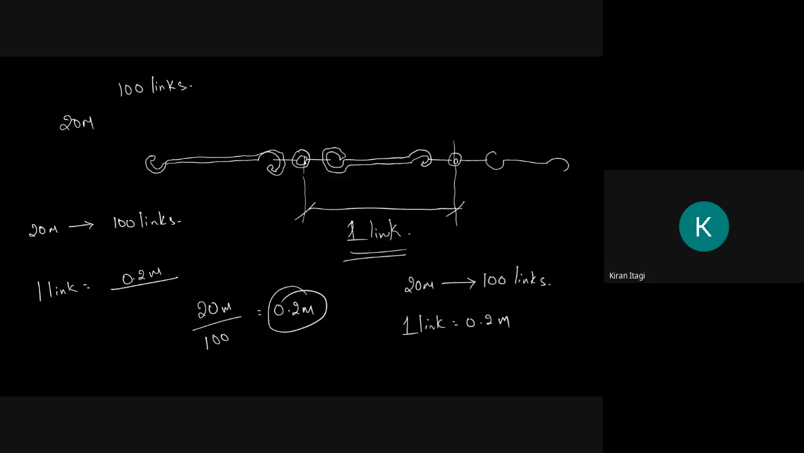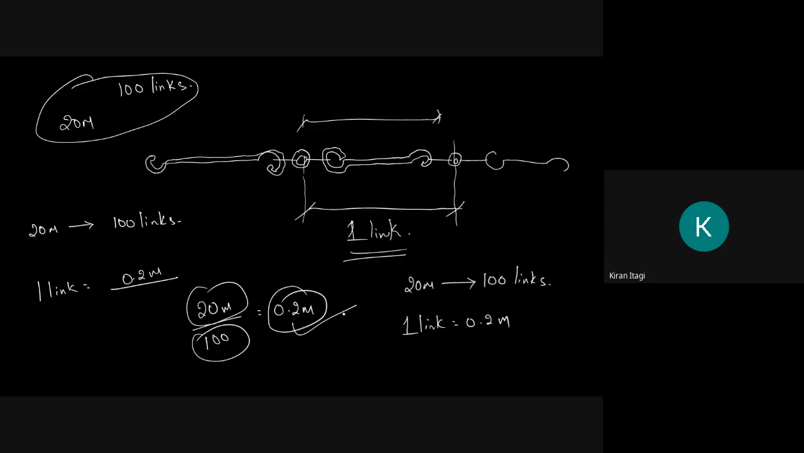I will explain once again. So this is your chain. I will show the figure also. This is your one link, and in a 20 meter chain, how many links will there be? Sorry, 100 links. When you divide 20 meter upon 100, you get 0.2 meter. That is, the length of a single link is 0.2 meter. From here to here, how much is it? It is 0.2 meter.